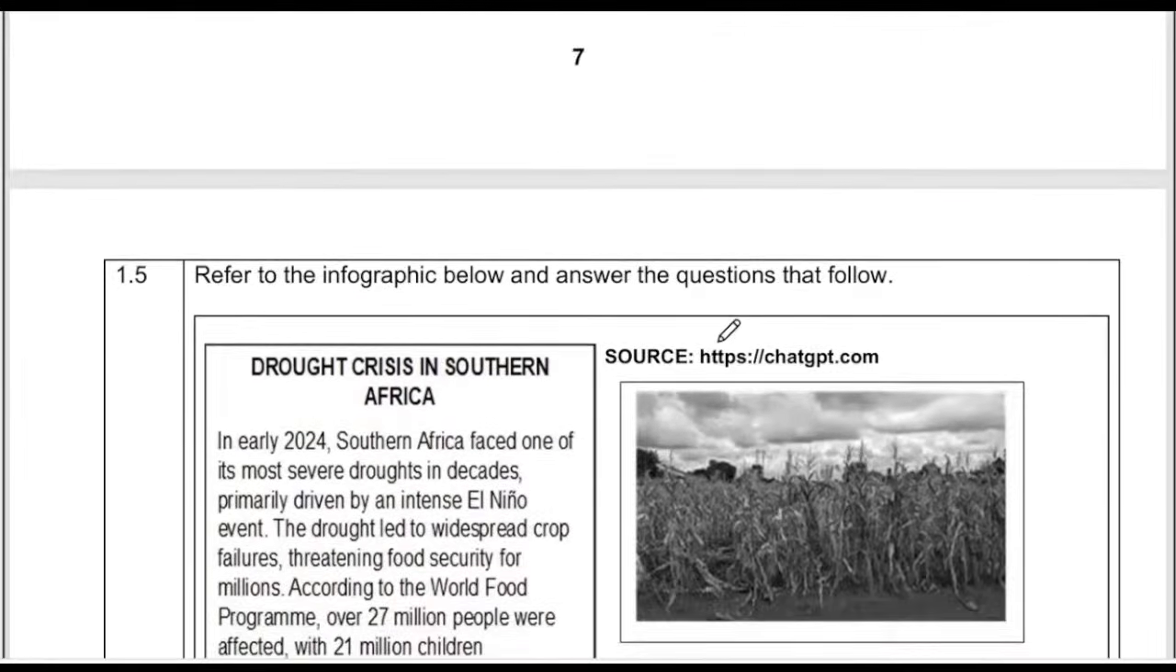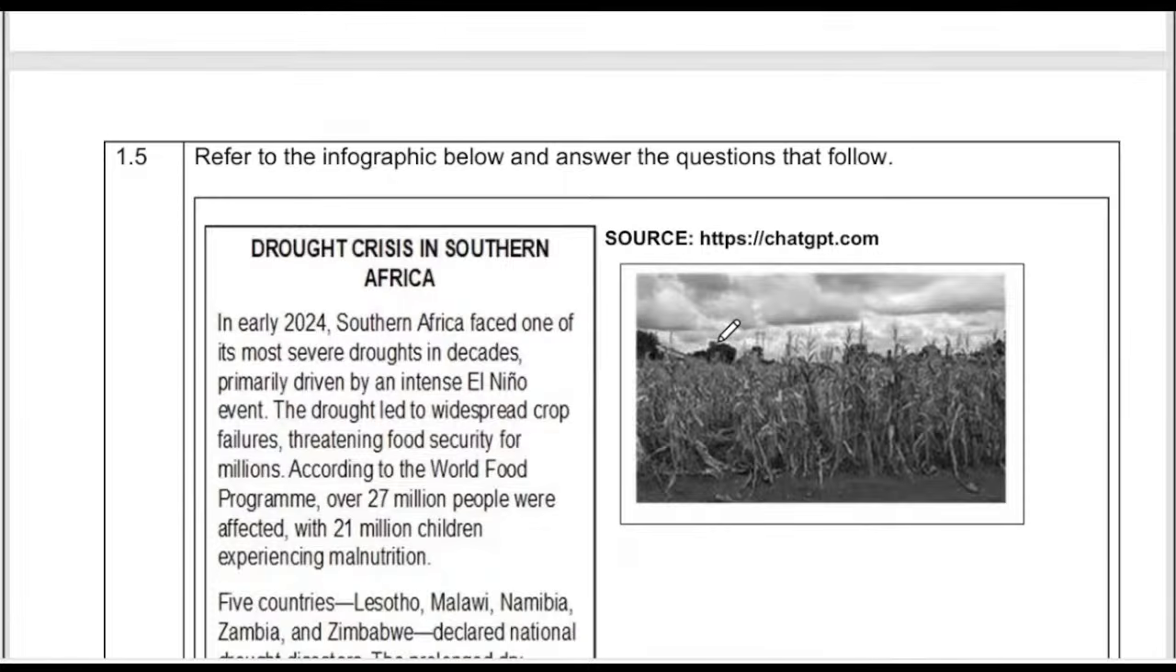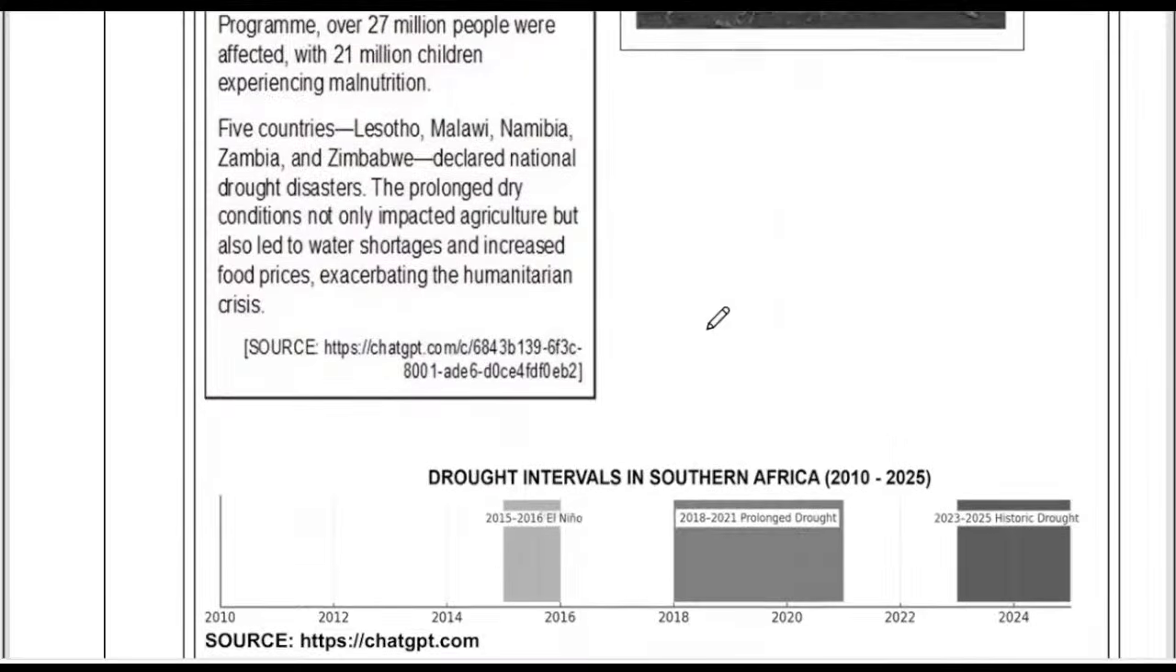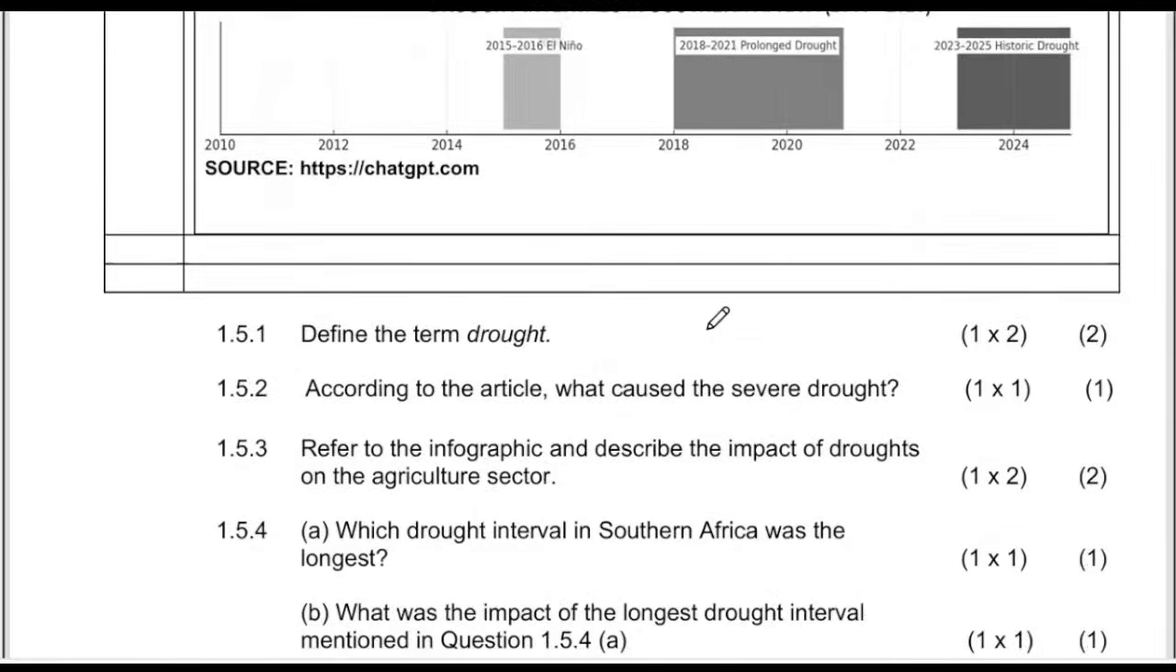Right. Then number 1.5 is talking about drought crisis in Southern Africa. Let's not worry about the text. We are only worried about how to respond to the questions. Right. Define the term drought. What you must note when you're defining terms in geography is that you must address the basics. Do not force yourself to remember the definition as it is from the book or from whichever source, but you must understand the basic idea of the concept and address it in your own words.